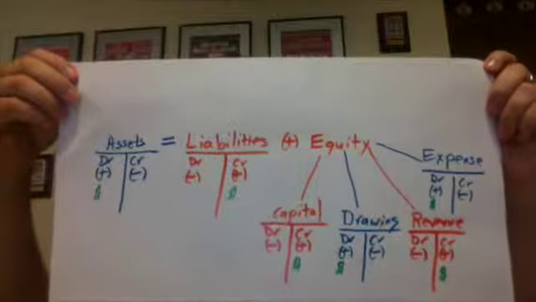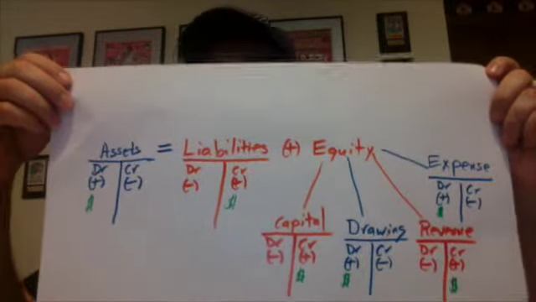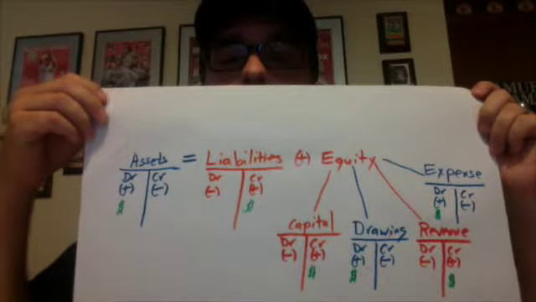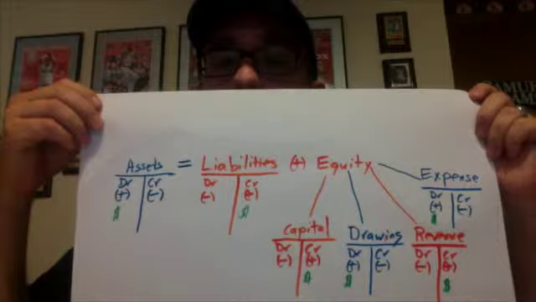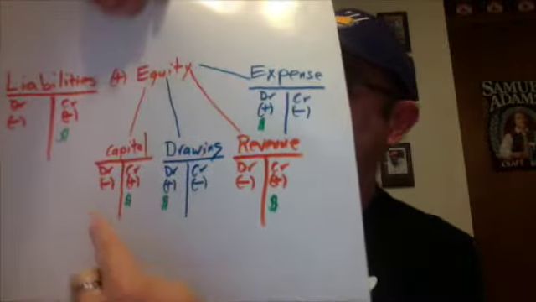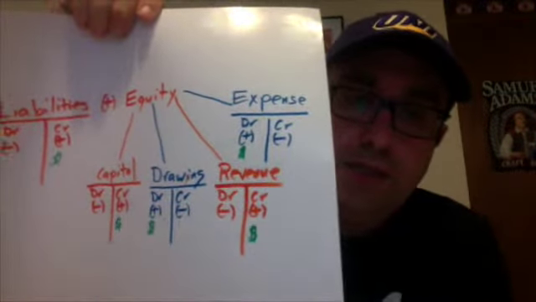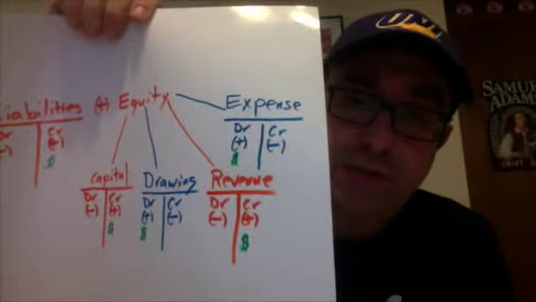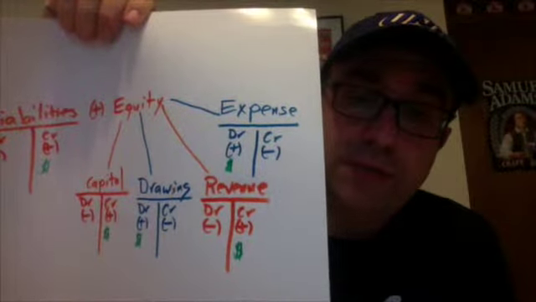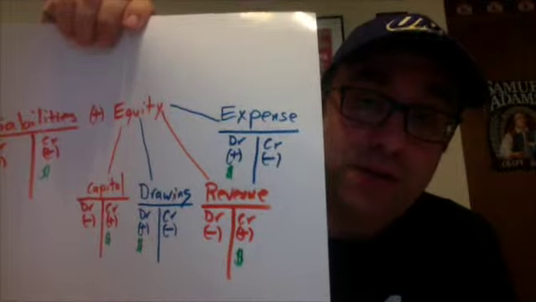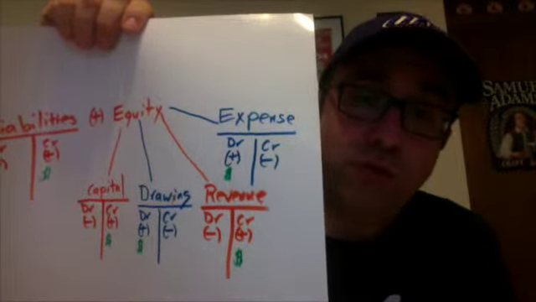you see that assets will increase with the debit and decrease with the credit. Liabilities will increase with the credit and decrease with the debit. Then I go into the equity section over here, these capital accounts. The capital account here increases with a credit and decreases with a debit. The drawing account increases with a debit and decreases with a credit. The revenue account increases with a credit and decreases with a debit. And the expense account increases with a debit and decreases with a credit.